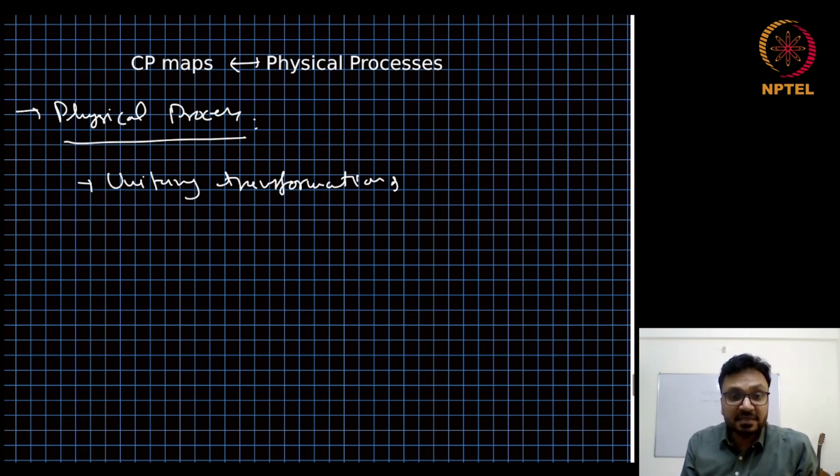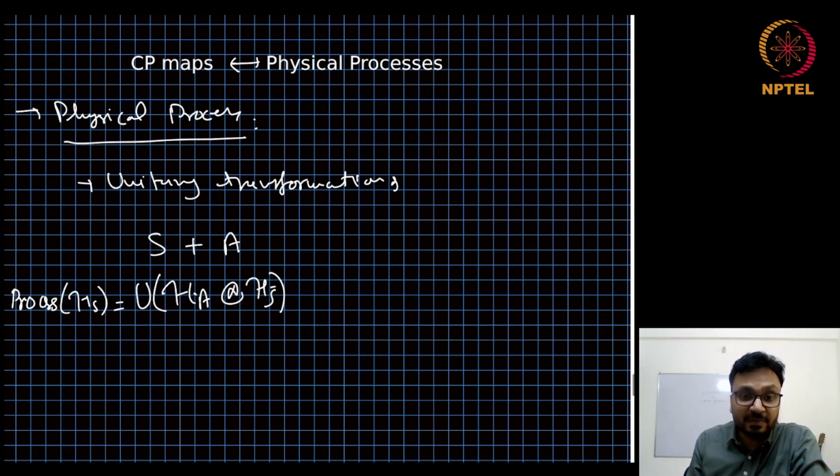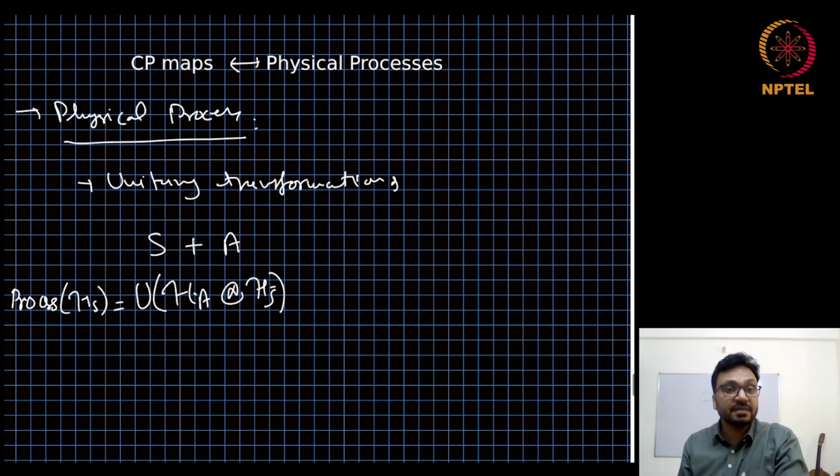So if we are interested in the dynamics of a system S, then we can think of it as S plus the entire universe, or we call it the ancilla, some assisting universe or assisting quantum system. So the total Hilbert space is HA tensor HS. So any process on Hilbert space HS, if we can define it as a unitary process on HA tensor HS, and the reduced dynamics of that only on the system, then we will call it a physical process.